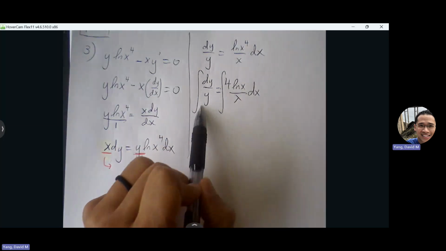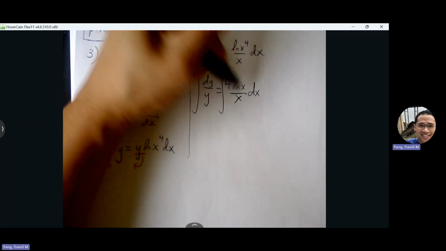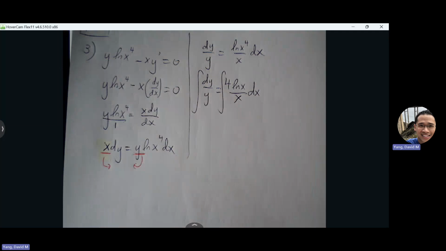Okay, so left side is just natural log, right? There's no need for u substitution. But the right side, we do need to pick out a u value. There is no rule that can handle natural log of x over x. What could be a good u value? Yeah, natural log of x.